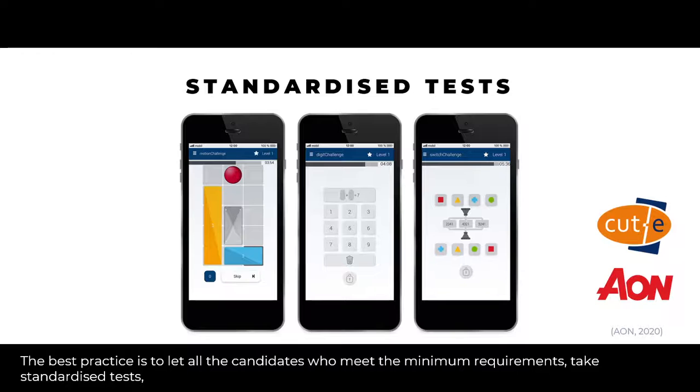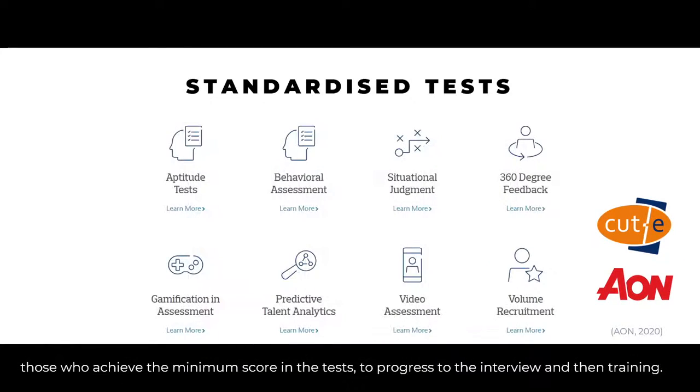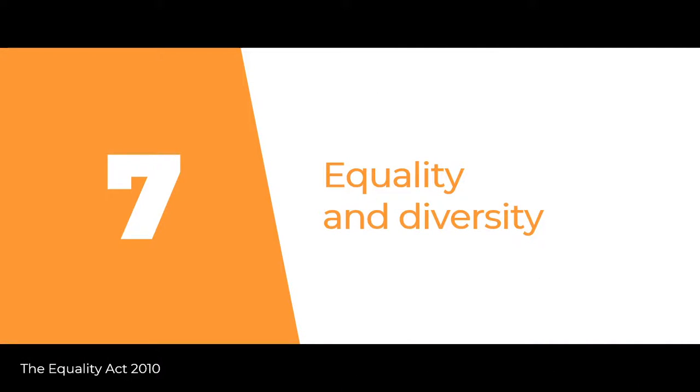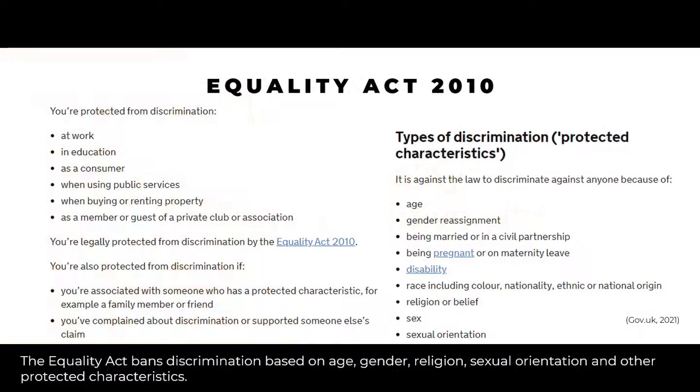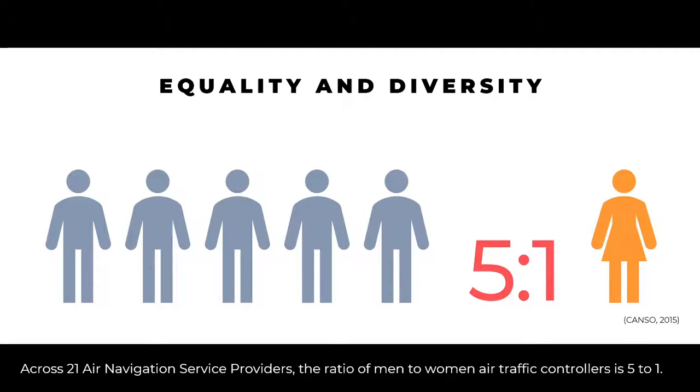The best practice is to let all the candidates who meet the minimum requirements take standardized tests, and then those who achieve the minimum score in the tests progress to interview and then training. The Equality Act bans discrimination based on age, religion, gender, sexual orientation, and other protected characteristics. Across 21 air navigation service providers, the ratio of men to women air traffic controllers is 5:1.